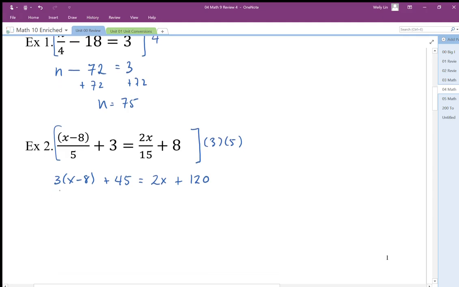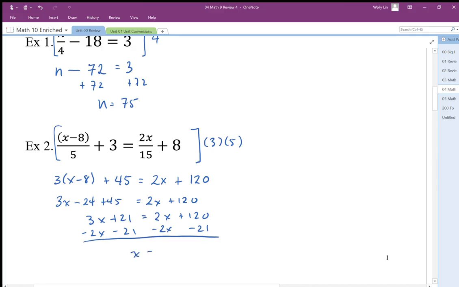So I'm going to expand the brackets, combine my like terms. Okay, and so I end up, then I'm going to move all my x's to one side. So this is going to be plus 21 equals 2x plus 120. Okay, so I'm going to subtract 21 from both sides, subtract 2x from both sides. I end up with 1x equals 99, and I've solved the equation.